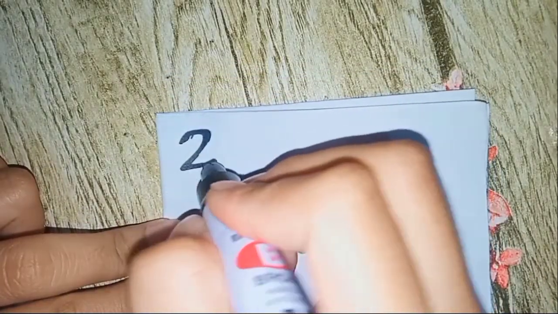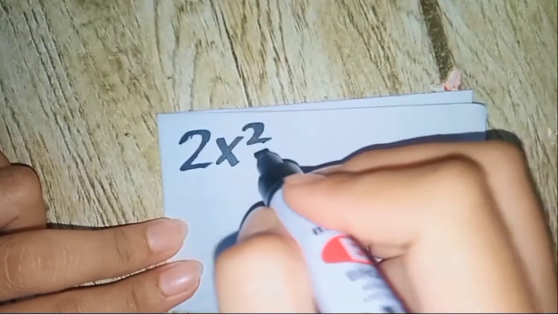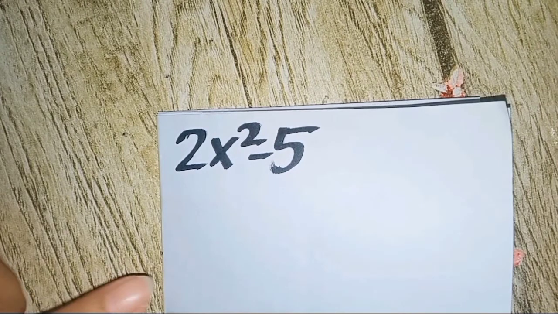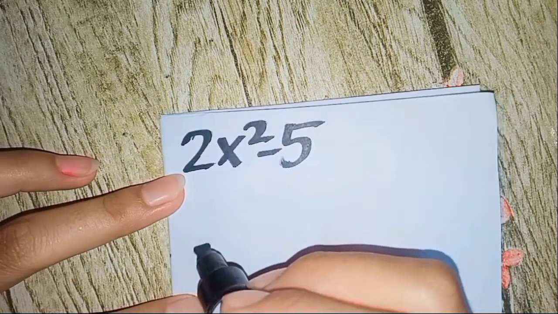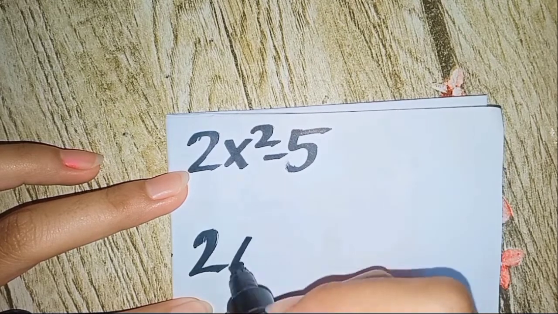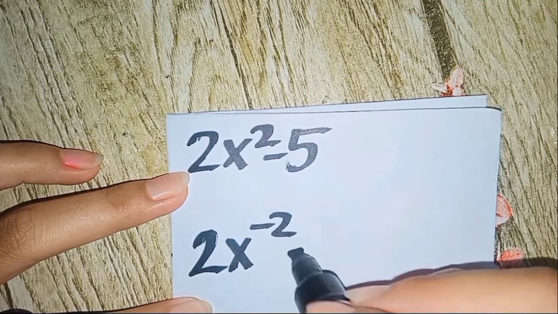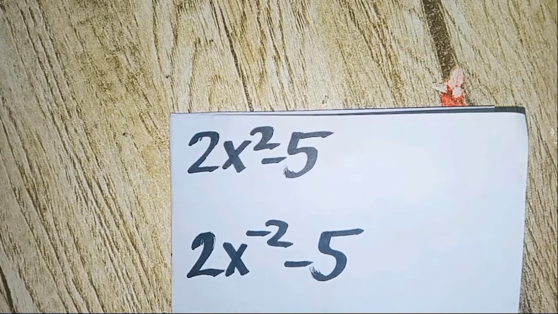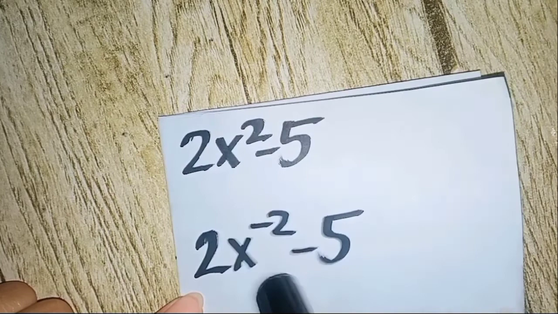For example, 2x squared minus 5. 2x squared minus 5 is an example of polynomial function. Pero, kapag ang exponent ng variable ay naging negative, which is 2x raised to negative 2 minus 5, then it is not a polynomial function. Sabi nga natin kanina na ang polynomial function or the variable has no negative exponent.